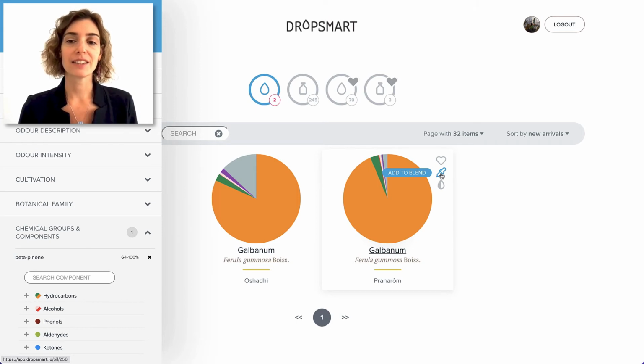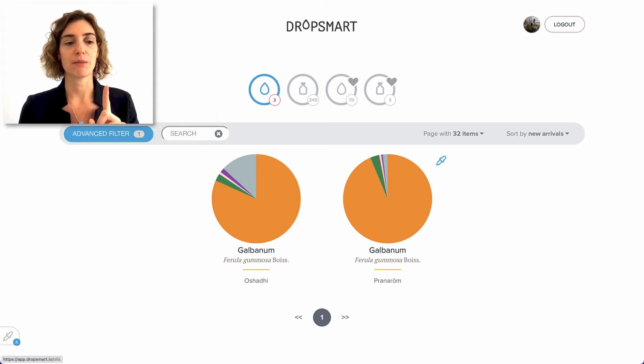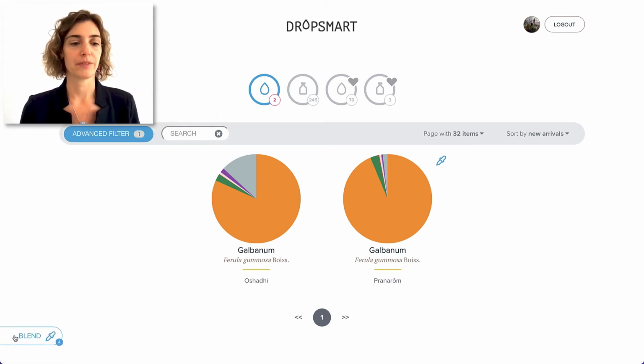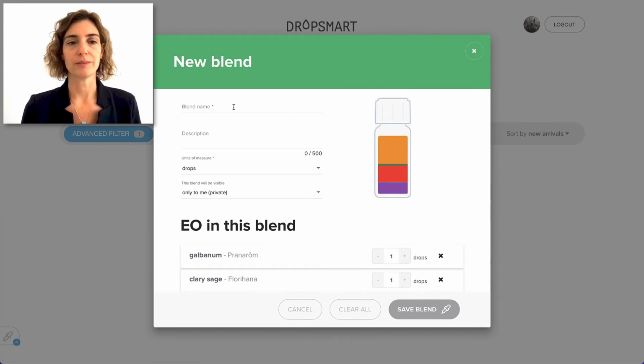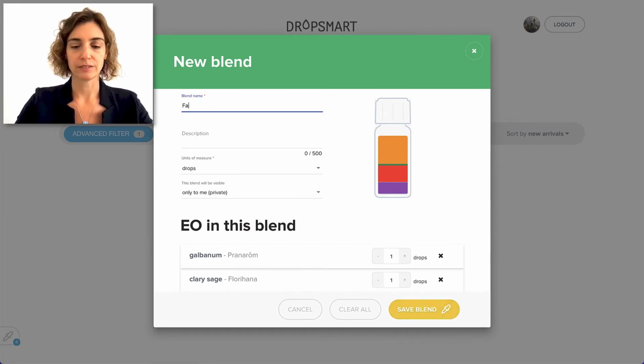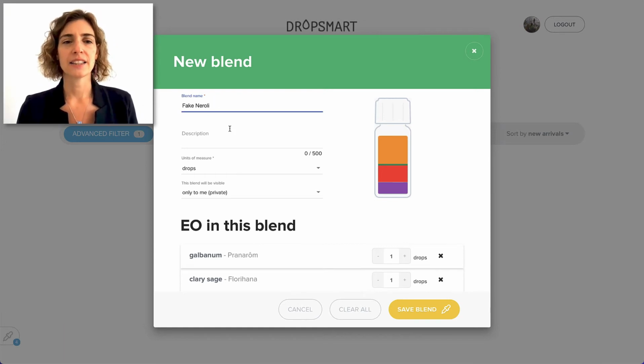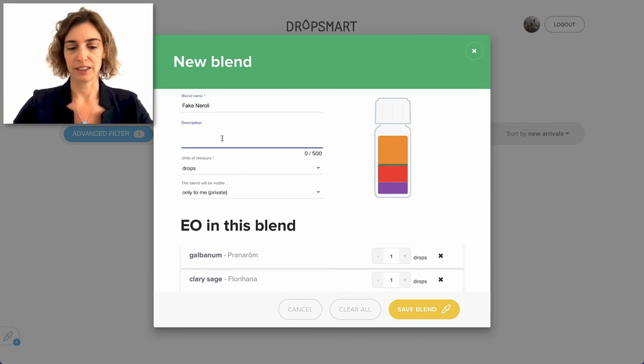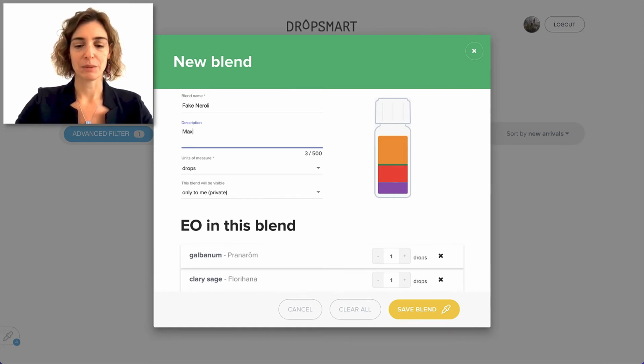It is very easy to use essential oils that are very singular in their chemistry. I love to blend with them. So here is our fake neroli. Let's call it fake neroli. And the description is fake neroli. Or let's say maximum benefit of neroli.